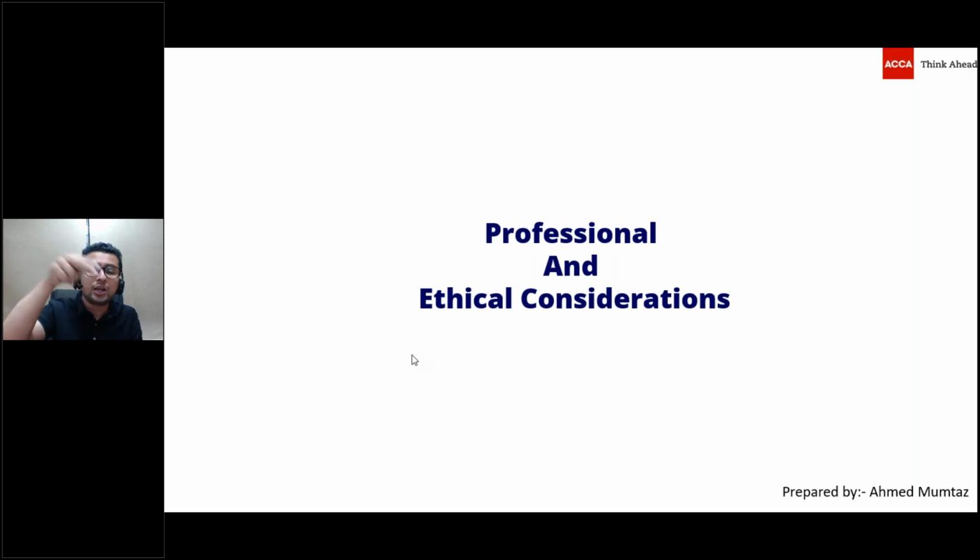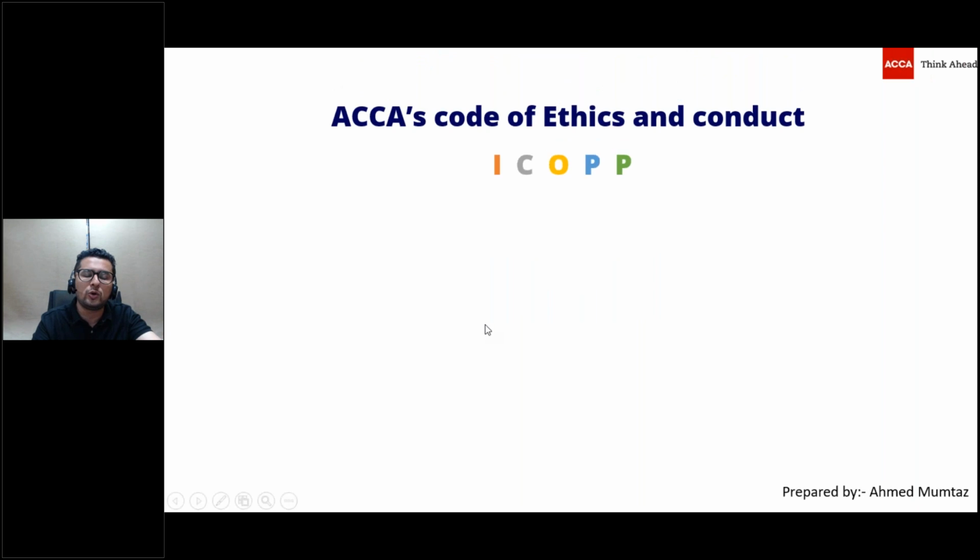So what about the other question? What about the second question of section B, overall the third question? Within that question, professional and ethical considerations along with quality control could be tested. A non-audit assignment could be tested along with that. So let's explore professional and ethical considerations. Then after a while, we'll explore quality control.